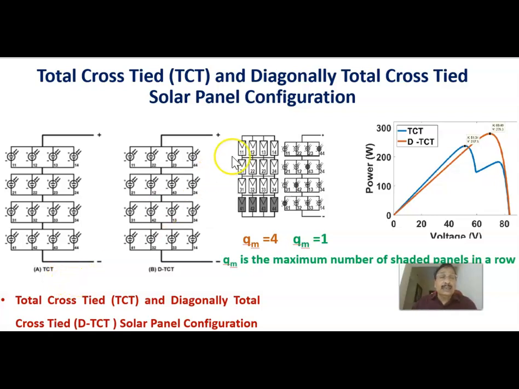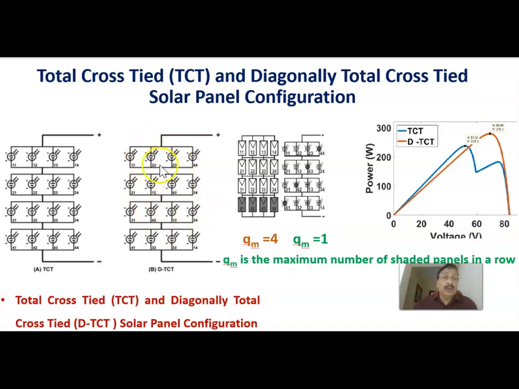Now, another type of connection, we call it diagonally total cross-tied. In that one, here 1 1, and in this one 1 1, then this is equal to 1. Rather than going to 1 2 here, 1 1, 1 2, 1 3, 1 4. Therefore, it is rearranged. These panels are rearranged diagonally. That's called the diagonally total cross-tied solar panel configuration.